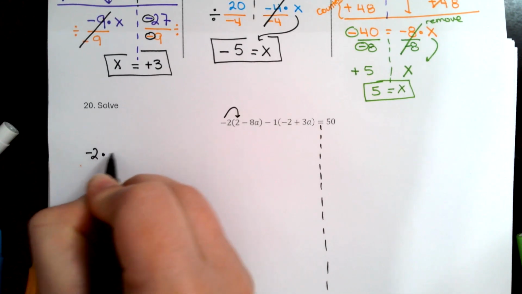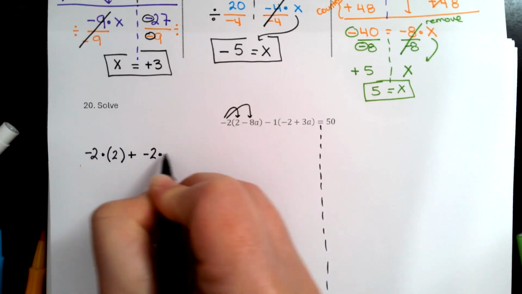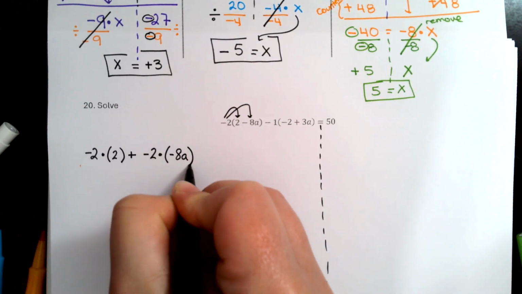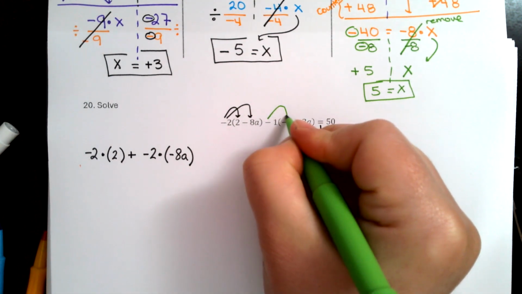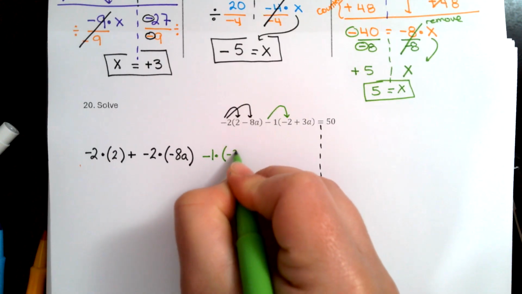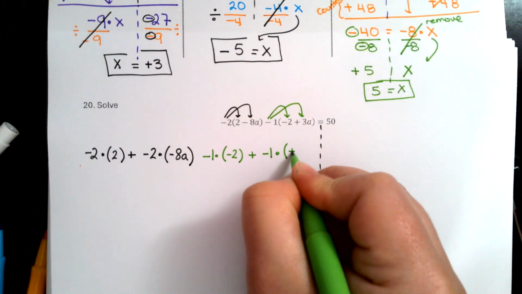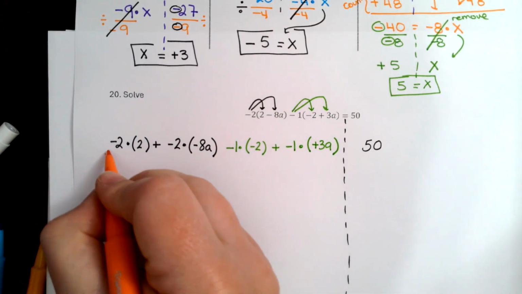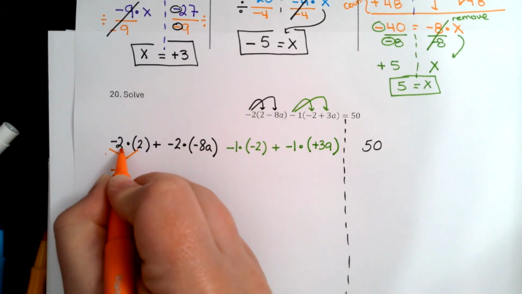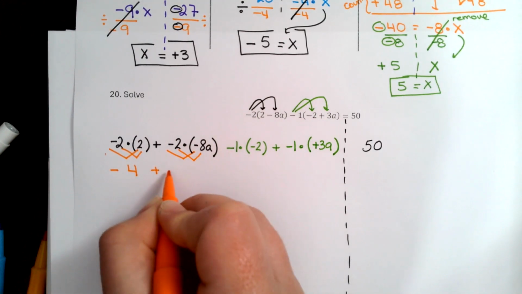So -2 times open 2, -2 and -2 times open -8a. Okay, so this is here. Next, we get -1 times open -2 and -1 times open positive 3a. Now on the other side, we just have 50, so we're going to write 50. Let's go ahead and multiply. Negative, positive, these are different, so negative. 2 times 2 is 4. Negative, negative, these are same. 2 times 8 is 16.